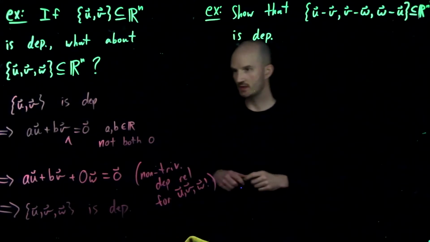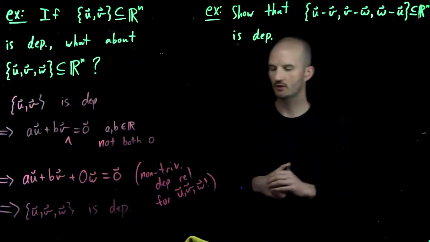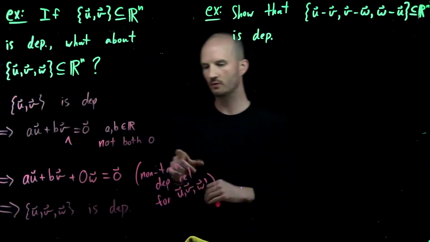Okay, so I had to use the definition of dependence. A collection of vectors is dependent if there exists a non-trivial dependence relation. So just working with that definition.